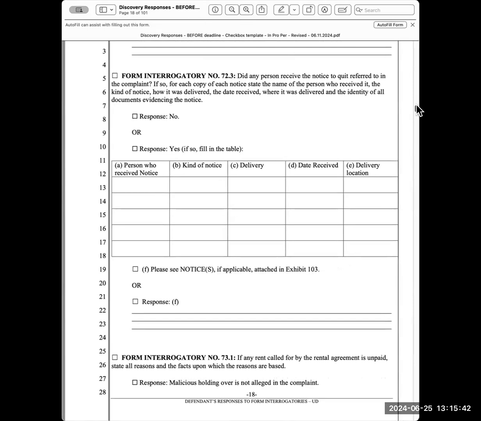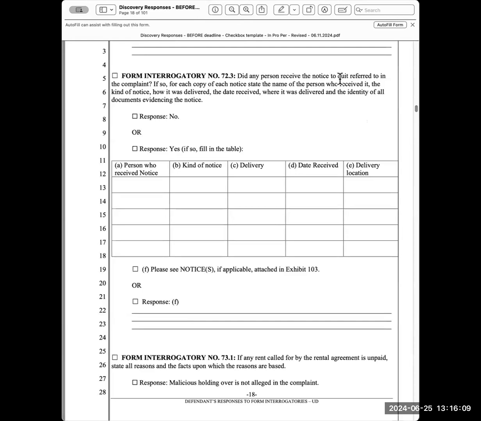Form Interrogatory 72.3. Did any person receive the notice to quit referred to in the complaint? If so, for each copy of each notice, state the name of the person who received it, the kind of notice, how it was delivered, the date received, where it was delivered, and identify all documents evidencing the notice. Okay, so this question is very specific.